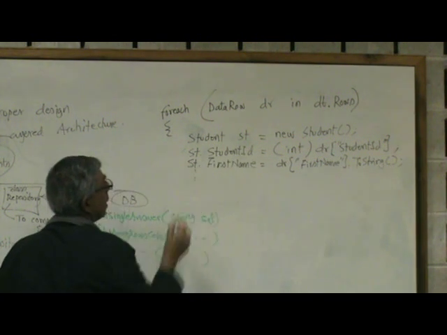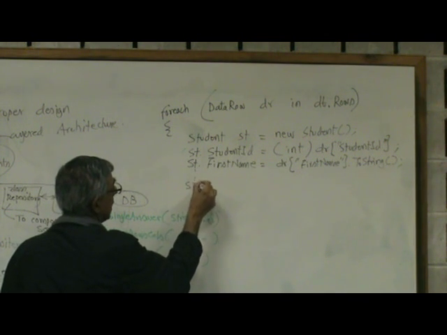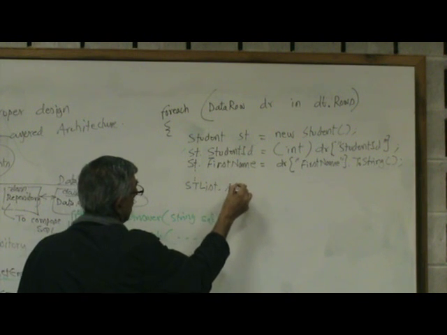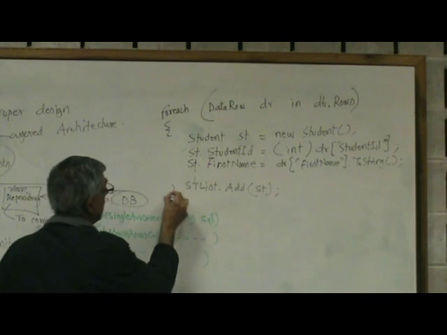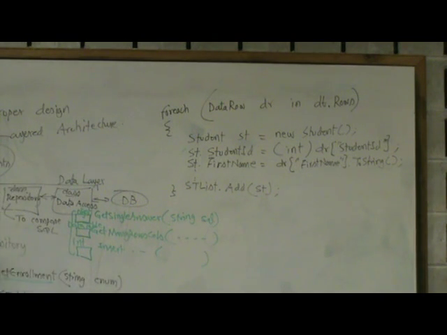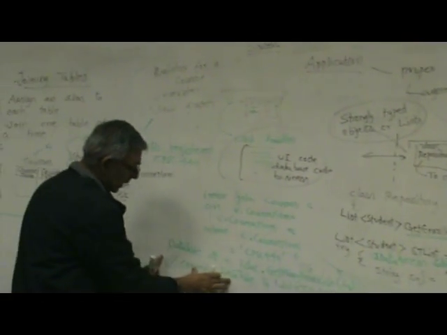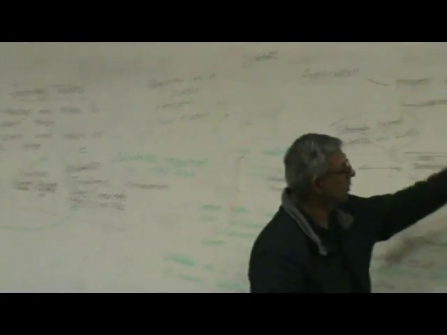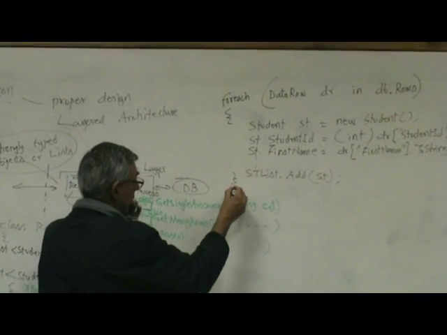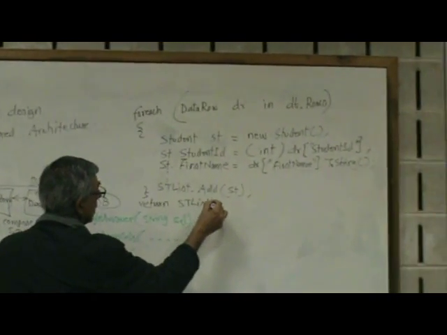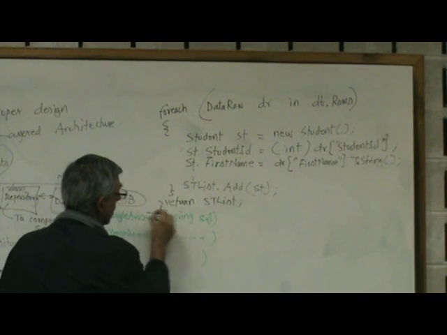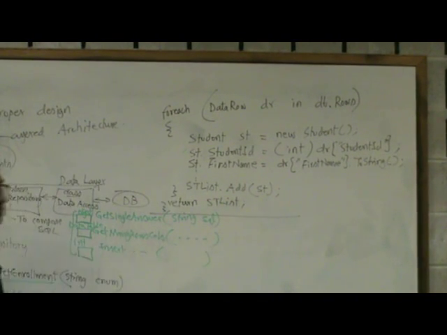And so on, right? After you are done, you will do stlist dot add st, and then at the very end of this function, once you are done converting this, this code basically continues over here, right? And then you will simply do return stlist from your function, and you are done.